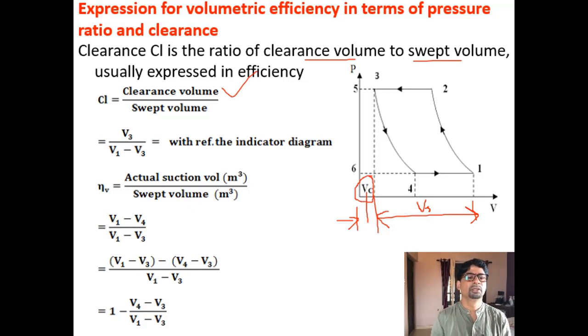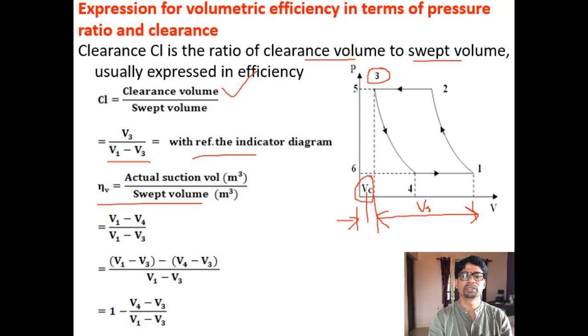Okay, so this is nothing but V3. So clearance volume is here, Vc is equal to V3, and swept volume is nothing but the volume from V3 to V1, that is 3 to 1 actually. So V1 minus V3. Okay, with reference to this indicator diagram, it is V1 minus V3. So whenever you derive this expression for volumetric efficiency in terms of pressure ratio and clearance, better you draw this indicator diagram. Okay, and also you know that volumetric efficiency is nothing but actual suction volume divided by swept volume.